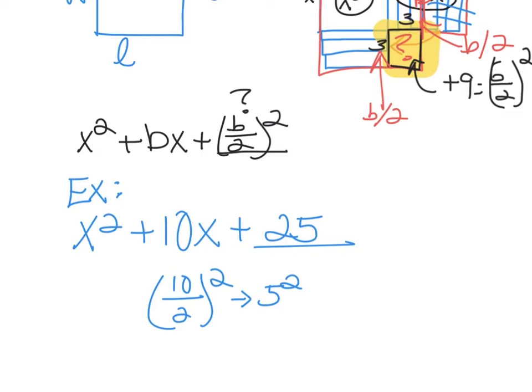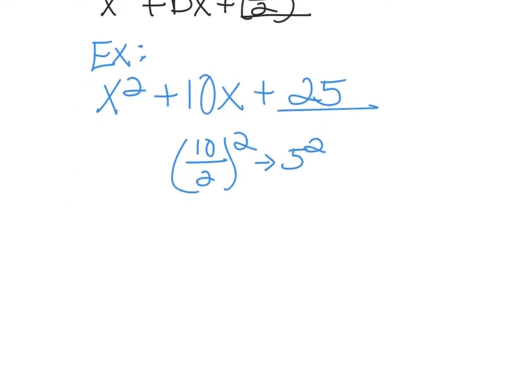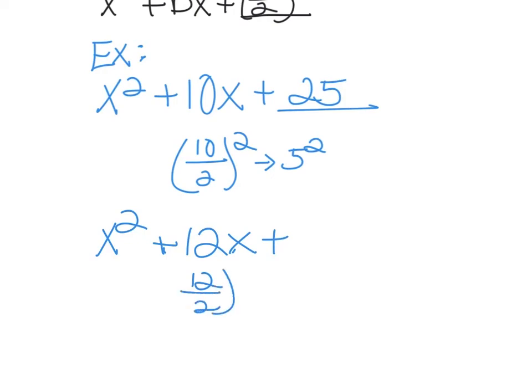Let's do another one. If we had x squared, let's say, plus 12x, what would we add? Well, we would cut the 12 in half, and we would square it. So we would have to add 36, because that's 6 squared.